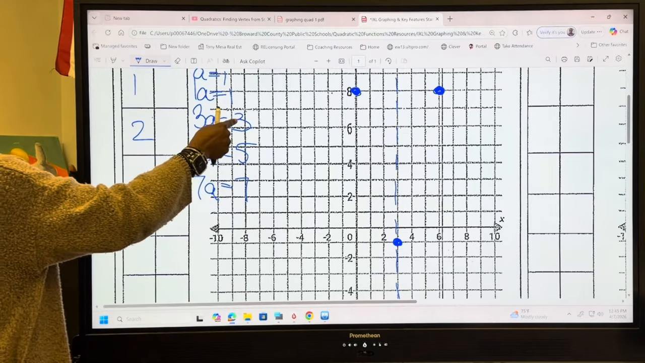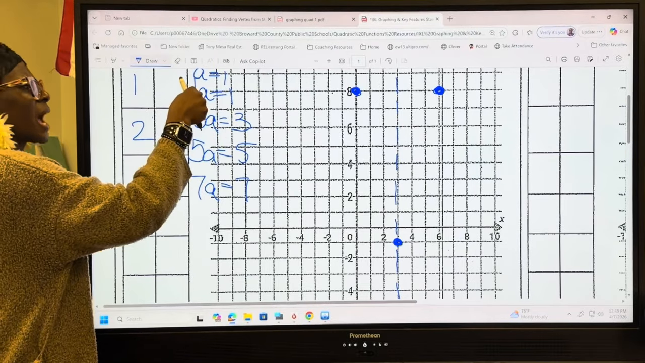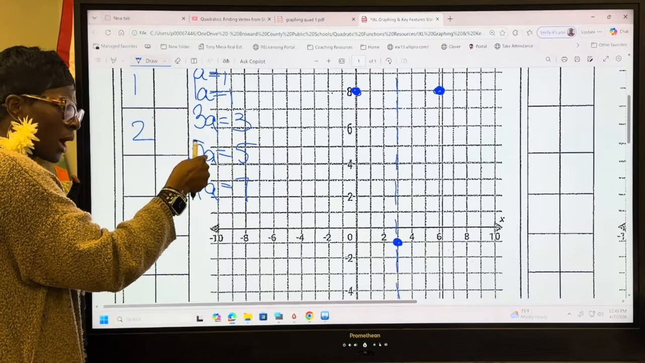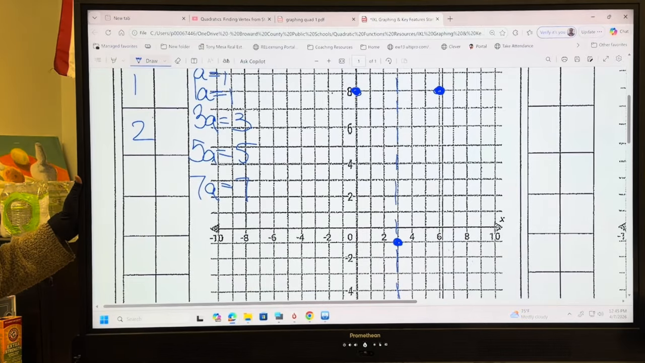Miss Stamina, where did you get those numbers from? If A is equal to 1, 1 times 1 is 1. 3 times 1 is 3. 5 times 1 is 5. Do y'all see where I'm getting that from? Yeah. Let's do these other points.